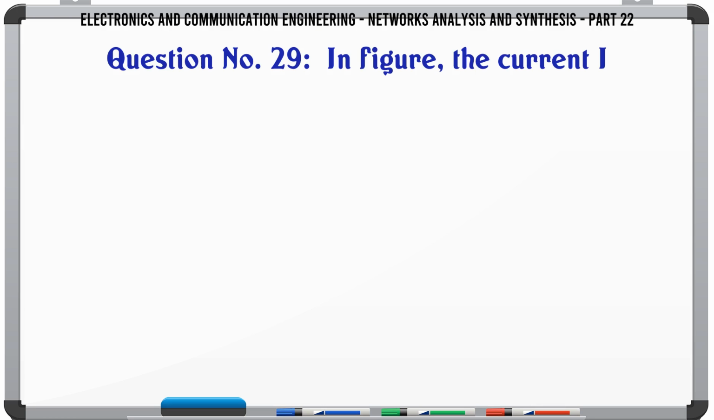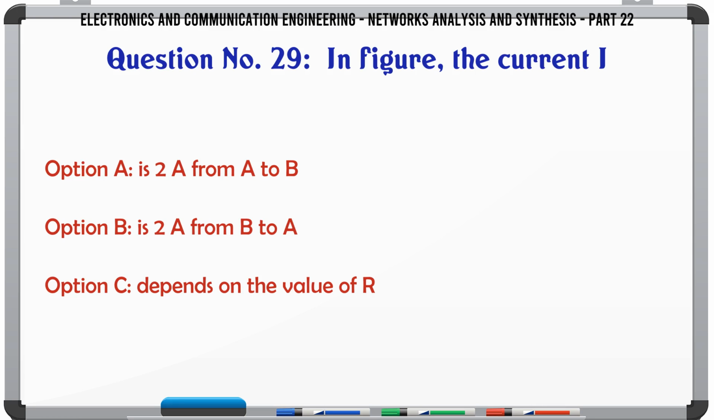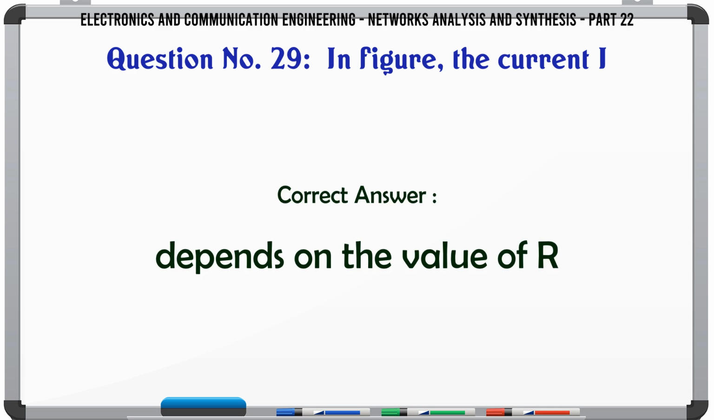In the figure, the current I: A. is 2A from A to B. B. is 2A from B to A. C. depends on the value of R. D. none of the above. The correct answer is depends on the value of R.